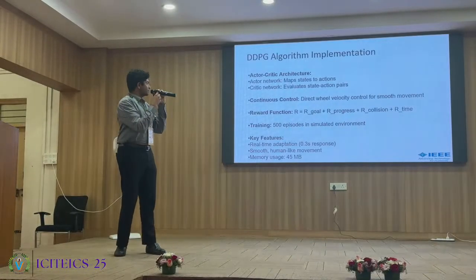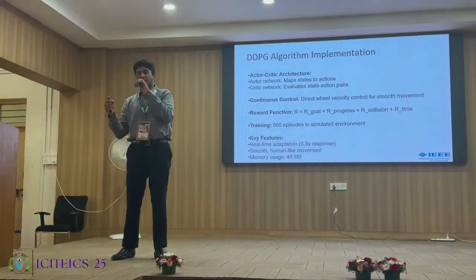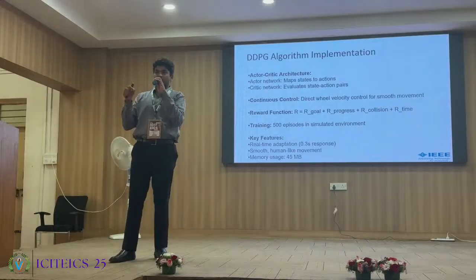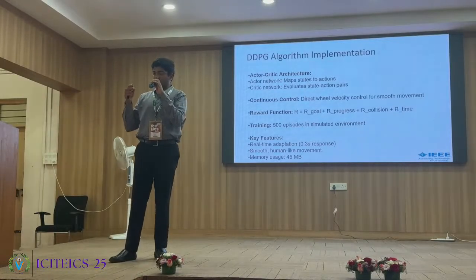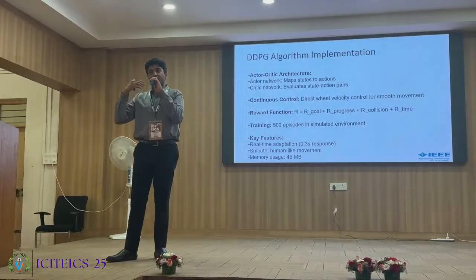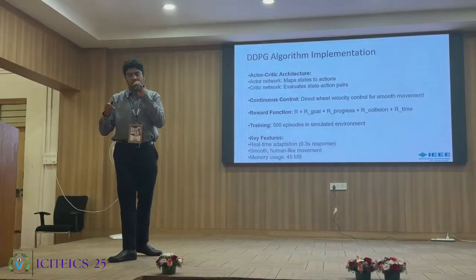And at each point, when the navigation is happening from the starting to the end point, if there is a collision, a penalty is given, and if there is no collision and movement towards the end point is happening, then reward points are given to the model to understand that that is the most optimal path in order to reach the destination.